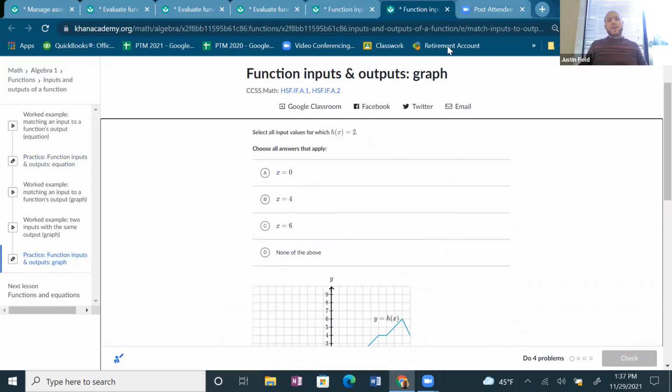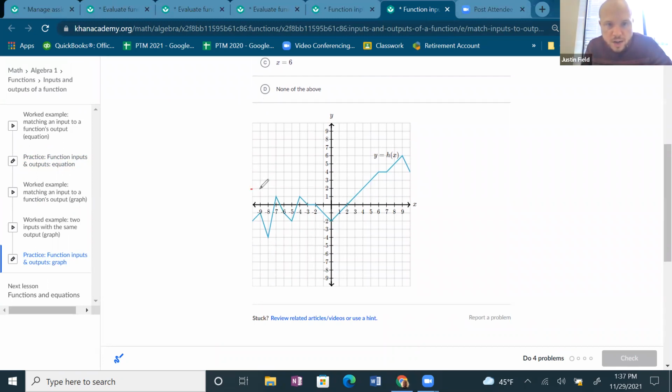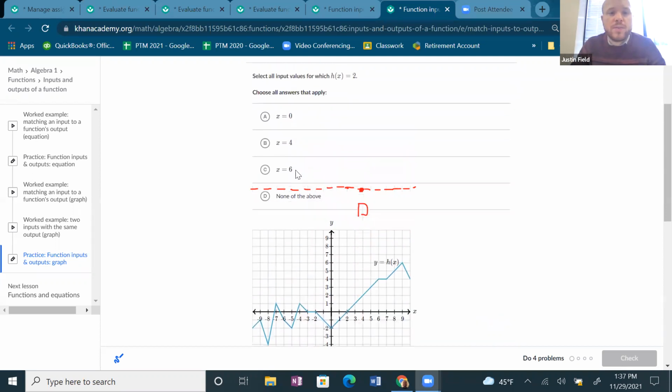And the last one. Okay. Select all input values for which the output of h of x is 2. Okay, so the y value is 2 at what x values? In order to do this one, I'm going to draw a horizontal line at 2. And where does the function cross that horizontal line? Well, it could cross in multiple spots, but this one only crosses right here. Does everyone see that? Two lines intersect right there. And that happens at an input value of 4 and only 4.